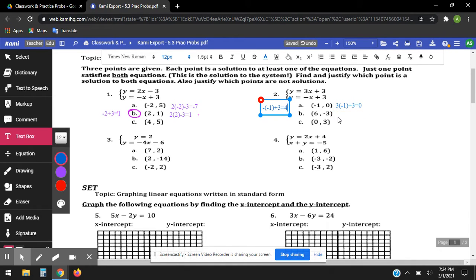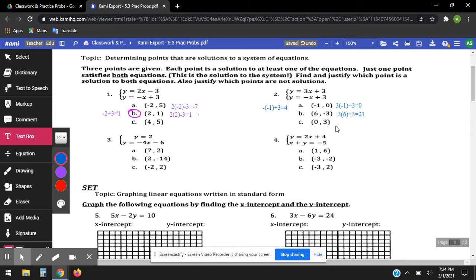Let's try the next one over here. So we'll plug in a 6. 3 times 6 plus 3, that's 18 plus 3. That is not going to be a -3. That's going to be a 21. So that one does not work. So that means it's probably C, but we have to justify it. So we definitely want to make sure we prove it.